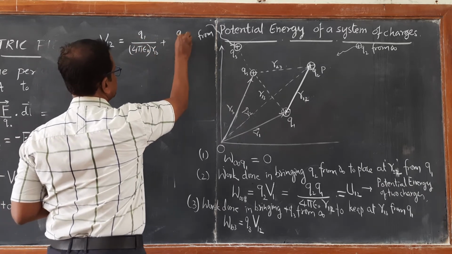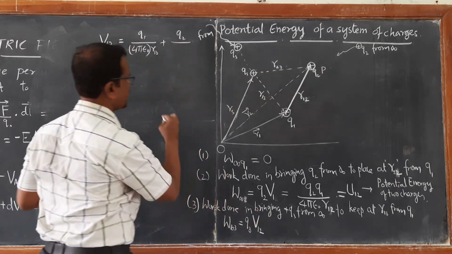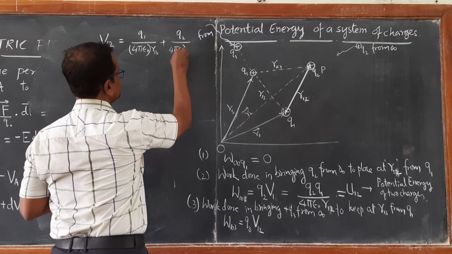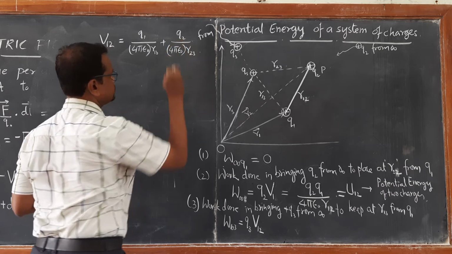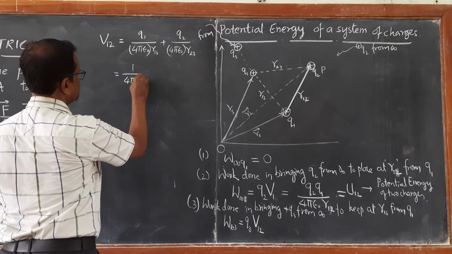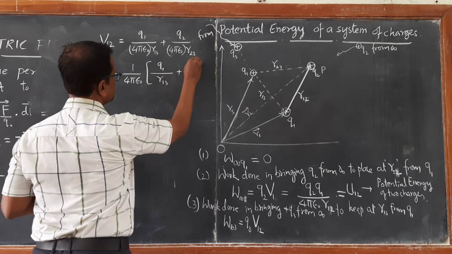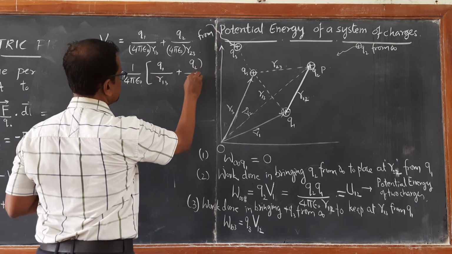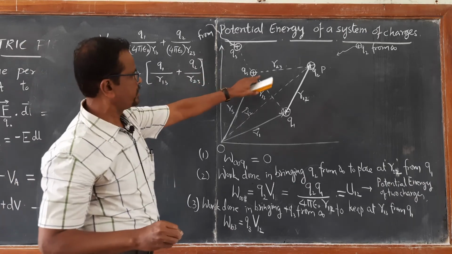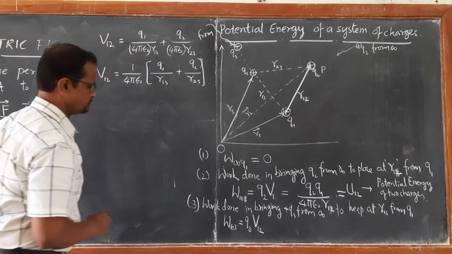plus Q2 by 4 pi epsilon naught R23, due to this charge Q2. So if you take out 1 by 4 pi epsilon naught, this becomes Q1 upon R13 plus Q2 upon R23. So this is the potential at this point, so that we can keep Q3 at that point.